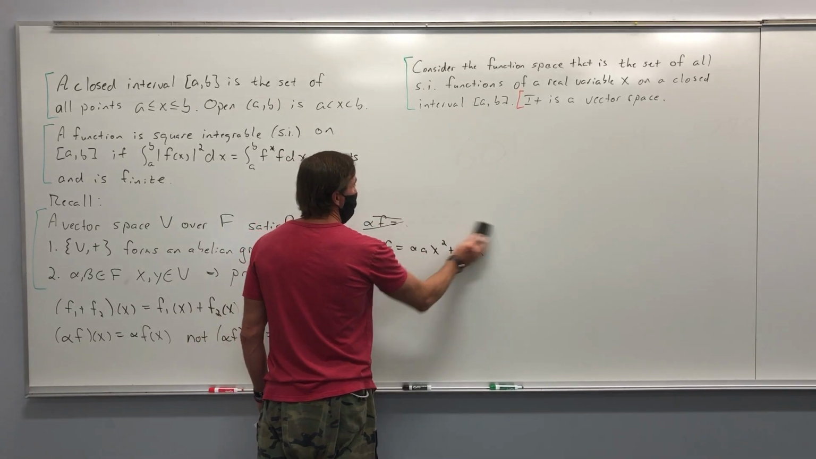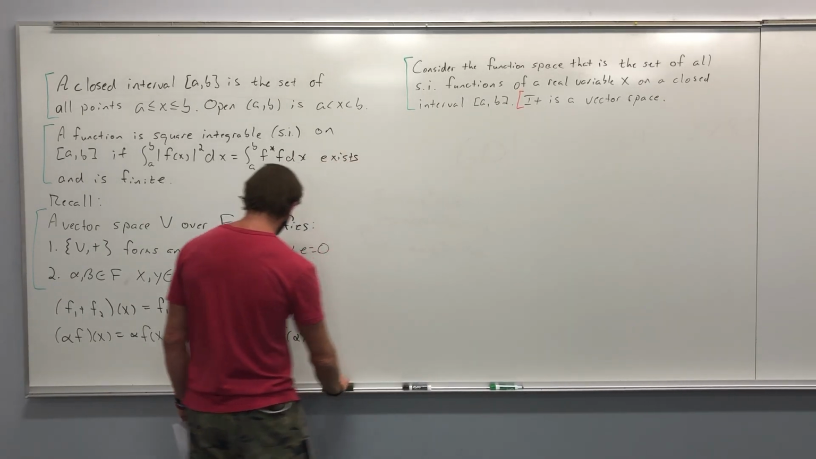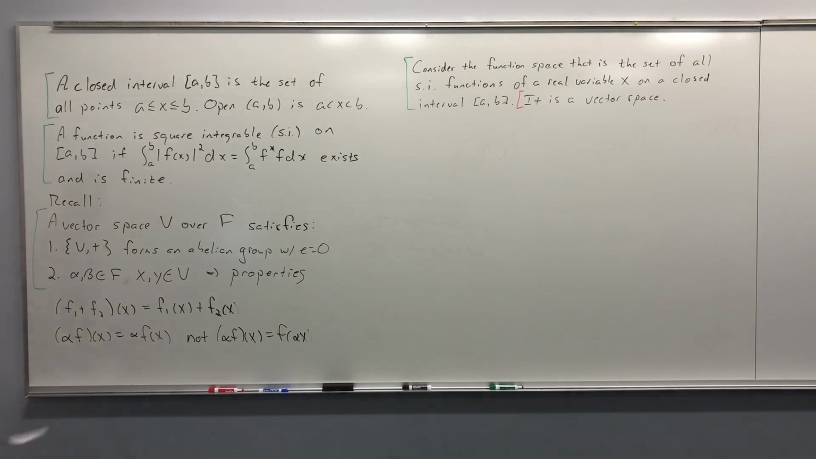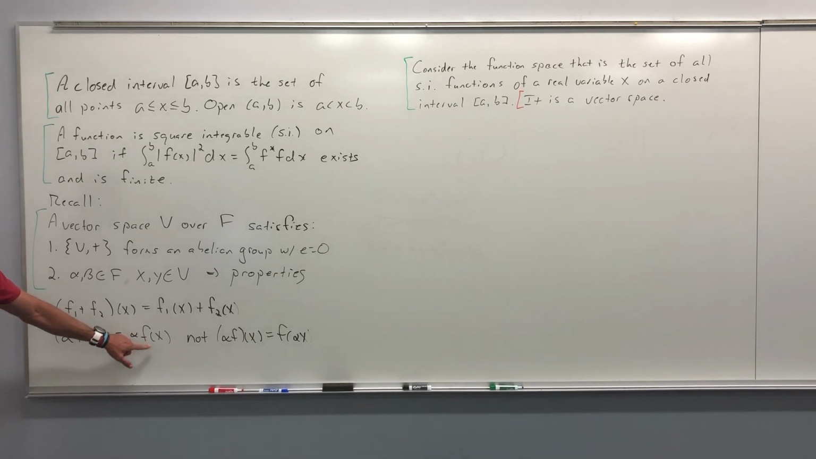What does the bracketed alpha f even mean though? That's not an associativity thing? It's just you're defining a function alpha f. Well, f, this is a function itself. Okay. Now this is a scalar times a function. Okay.